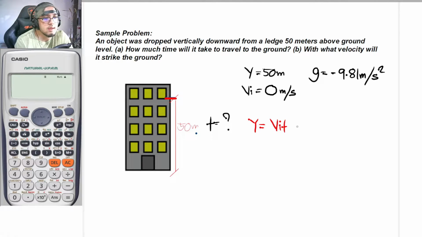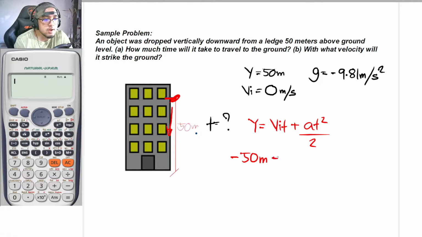Okay, so with that, y is equal to vi t plus a t squared divided by 2. For your value for y, that is 50. But take note, if this is your initial position and it is going downwards, our distance y should be negative since, once again, it is going downwards.